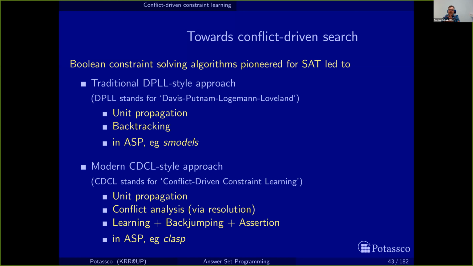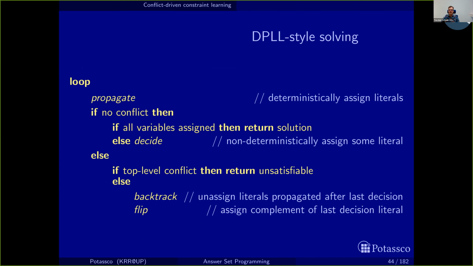And let's just look at the algorithms side by side. So this is a DPLL-style algorithm, and Martin Gebser presented it at the time in a way that we can see nicely the differences. So you have a loop, you propagate as much as you can.